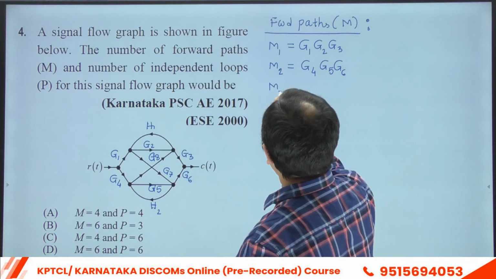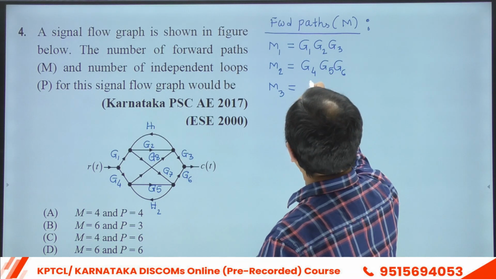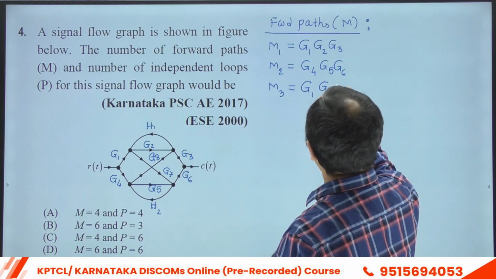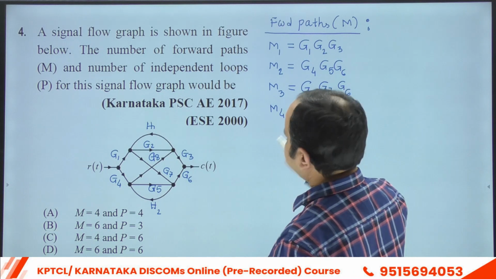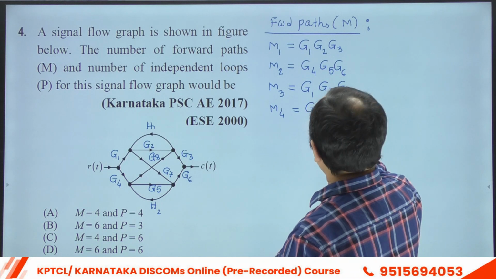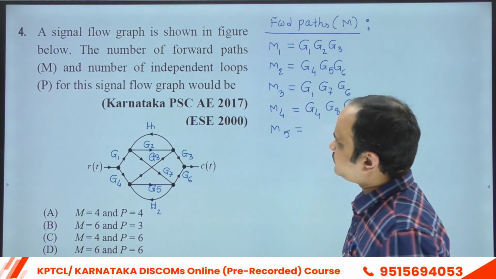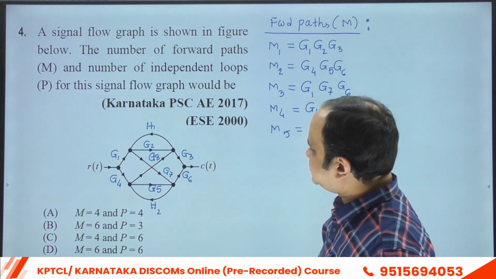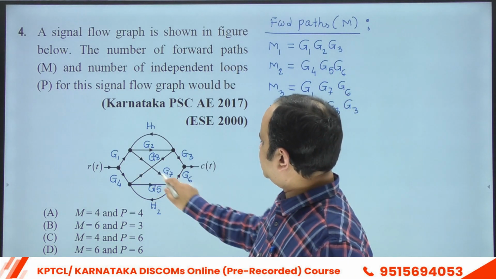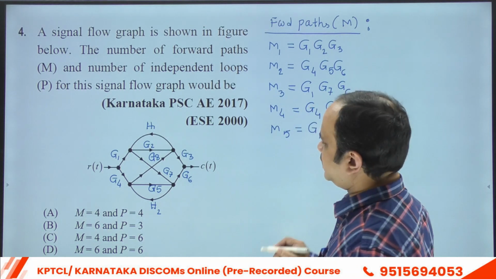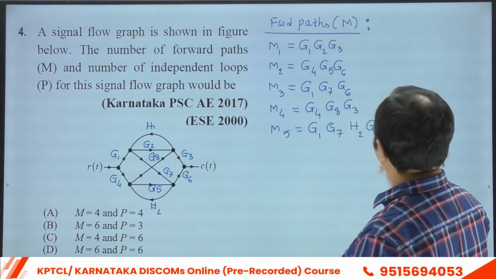Next, M3 we can say G1, G7, G6. M4, G4, G8, G3. M5, G1, G7, H2, G8, G3.